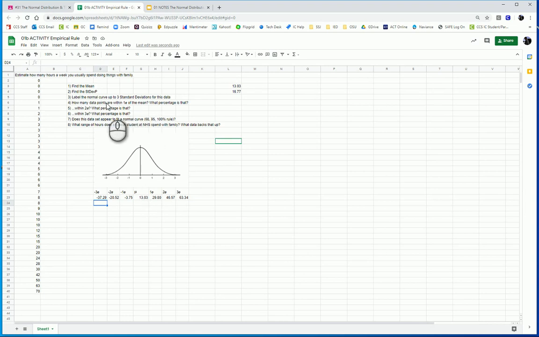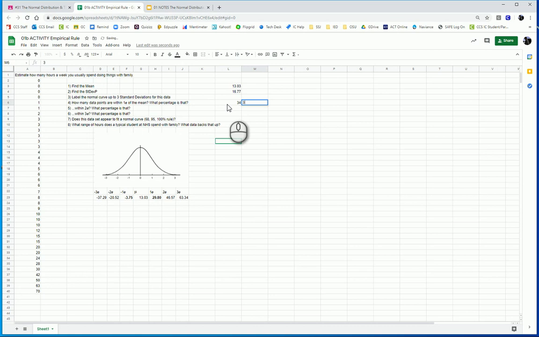How many data points are within 1 standard deviation of the mean? Well, what that means is how many data points are between negative 3.75 and 29.80. Okay, so if we look here, 0 all the way up to 28. So if we look at that, that count there is 34 data points. So 34. And then it says what percentage is that?